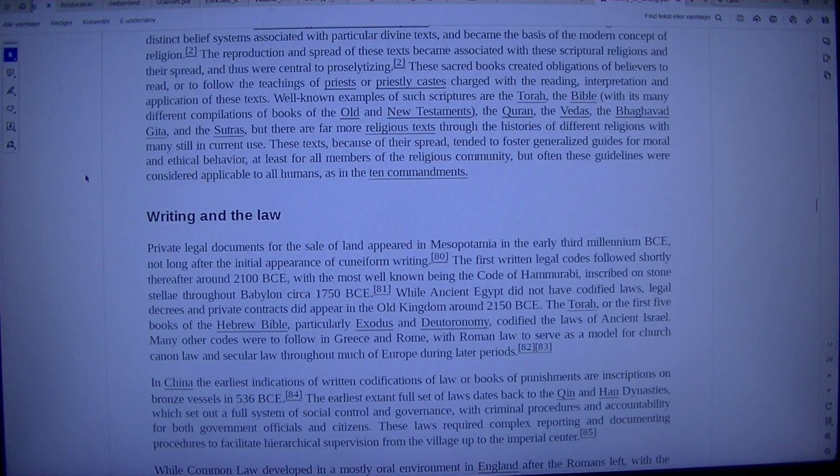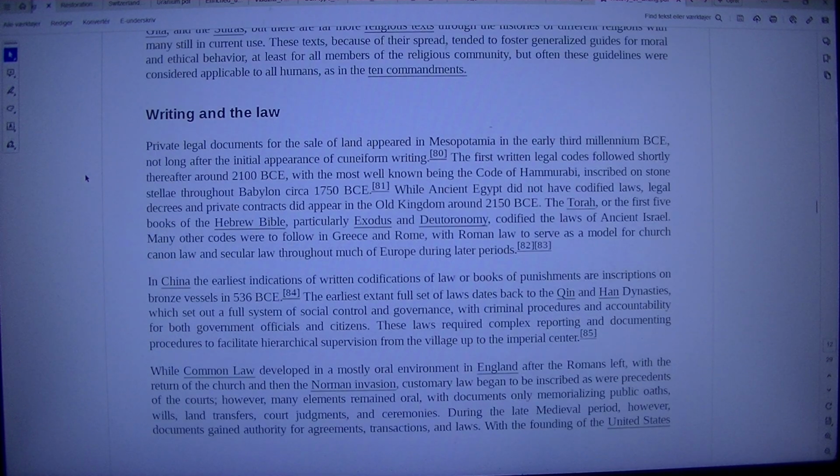Writing and the law. Private legal documents for the sale of land appeared in Mesopotamia in the early 3rd millennium BCE, not long after the initial appearance of cuneiform writing. The first written legal codes followed shortly thereafter around 2100 BCE, with the most well-known being the Code of Hammurabi, inscribed on stone stelae throughout Babylon circa 1750 BCE. While ancient Egypt did not have codified laws, legal decrees and private contracts did appear in the Old Kingdom around 2150 BCE.